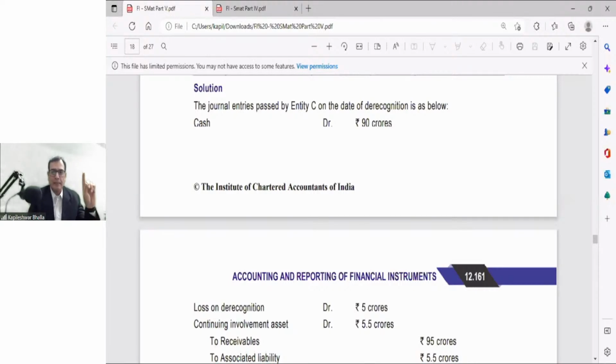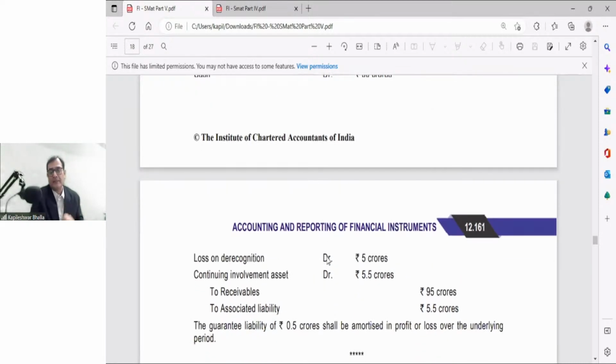Now, you can see the entry: cash 90, loss on derecognition 5, continuing involvement asset 5.5, which is 5 plus the fair value of the guarantee, 0.5. Receivables is credited to the extent of 95, and the associated liability is taken. There is a note which says that the guarantee liability of 0.5 crores shall be amortized to the P&L over the underlying period. They've not given us those details, so I'm not getting into that. One could get into PhD levels on financial instruments, but we're not intending to do that.